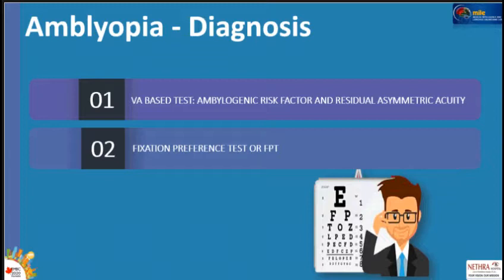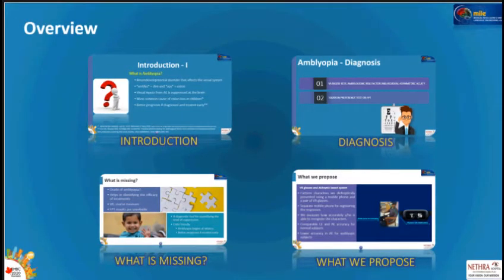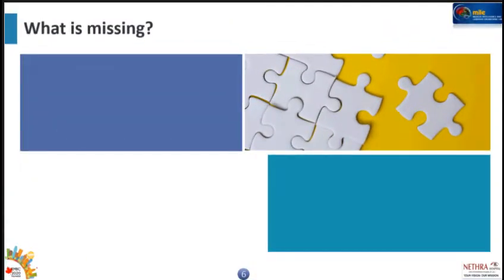The second protocol is for children for whom visual acuity tests are not feasible. In this, the fixation preference of the child is used for diagnosis. The question is, are we missing something in this diagnosis protocol? Unfortunately, we are. What about the grade of amblyopia?